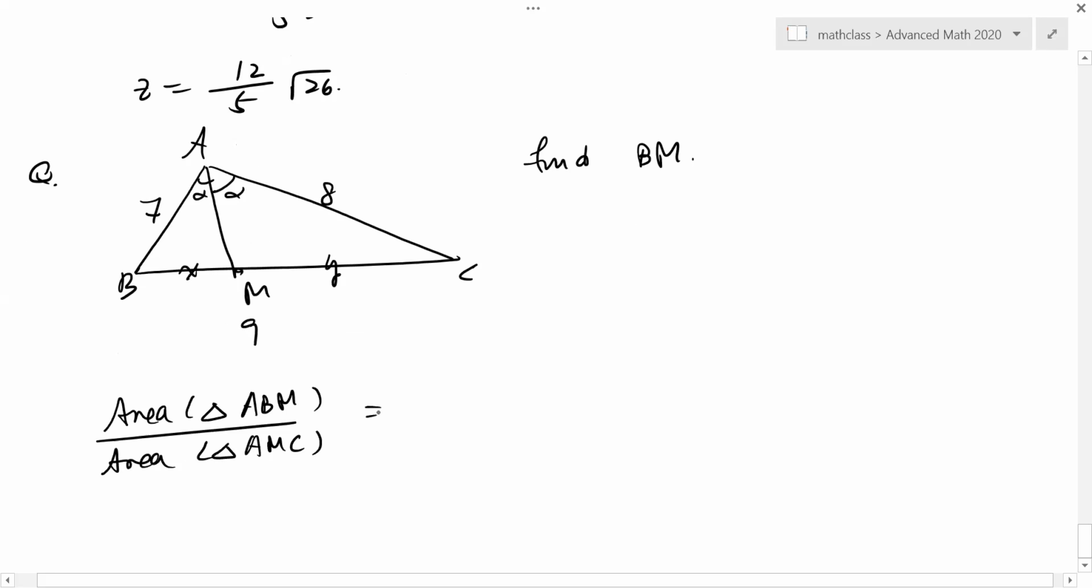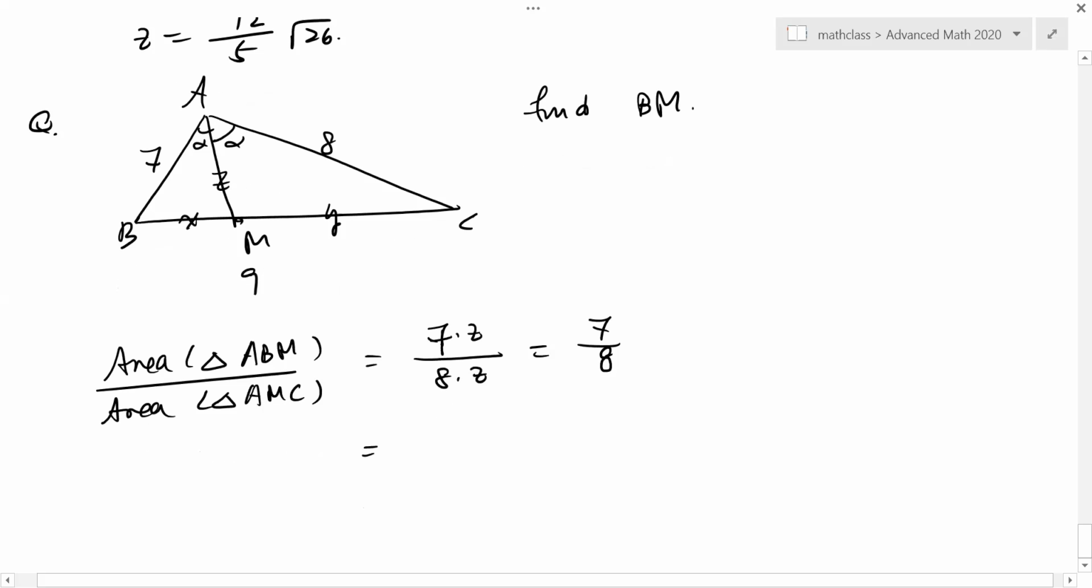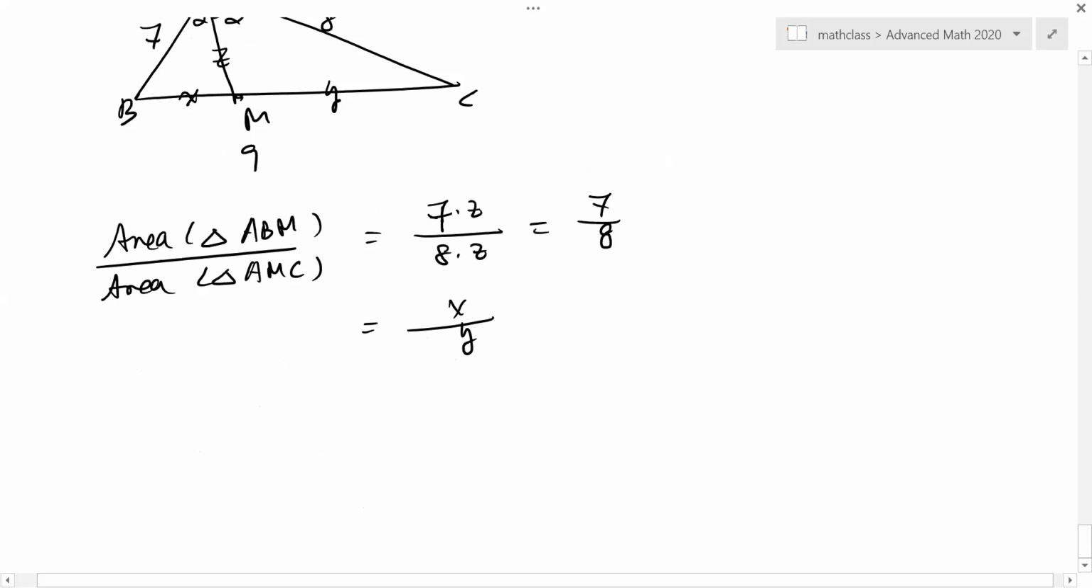So first of all, you apply the comparison theorem with the same angle. This side is Z, so that will be 7 times Z and 8 times Z. The ratio of the products of the two nearby sides is 7 over 8. But you can also apply the comparison theorem for the two triangles with the same height, which is going to be x over y. So you get x over y equals 7 over 8, and we know that x plus y is going to be 9.